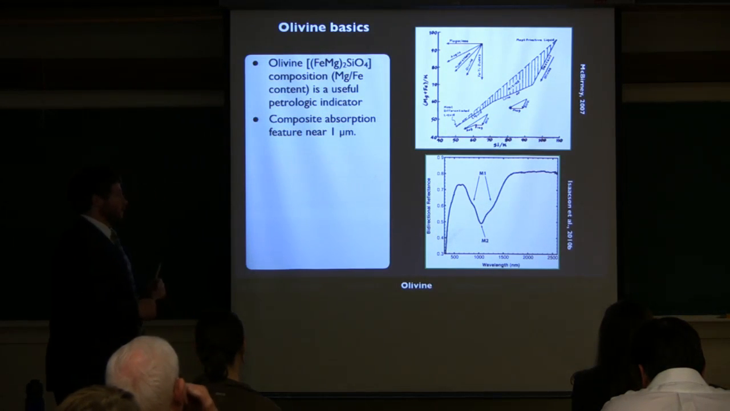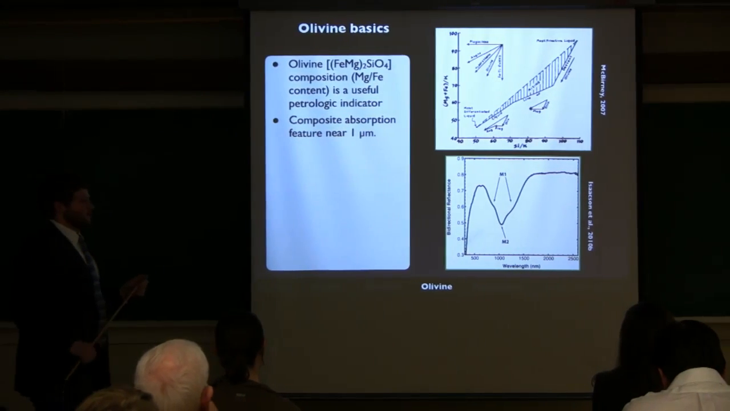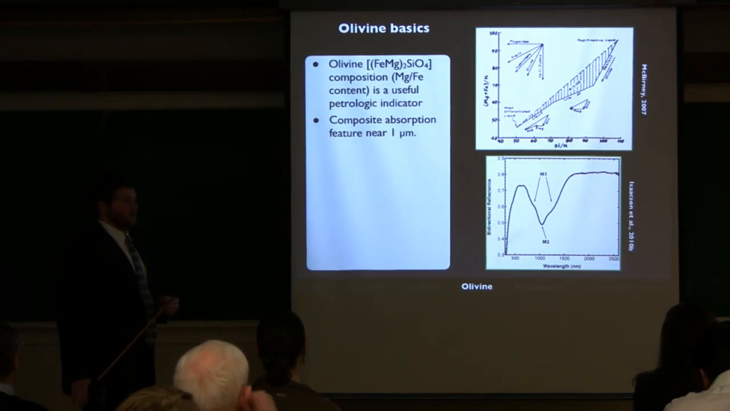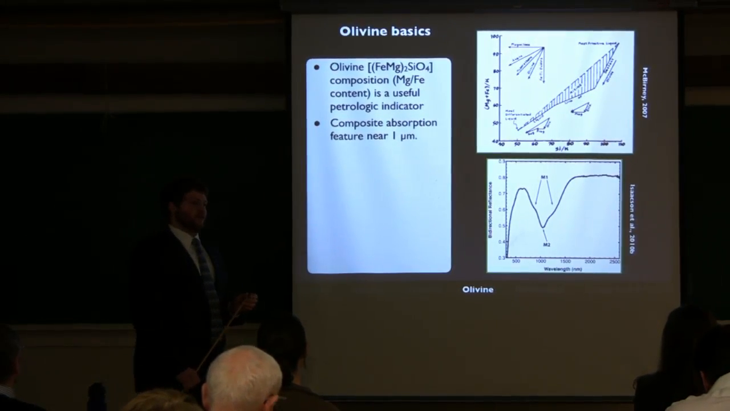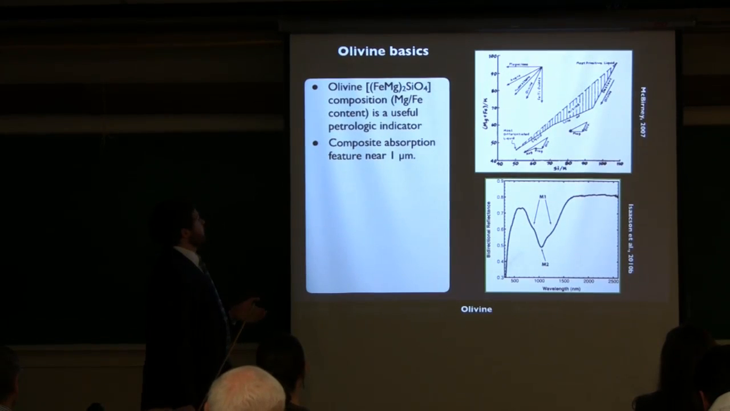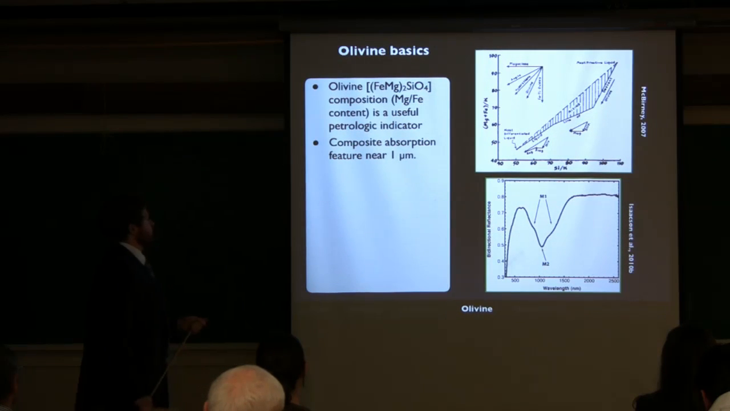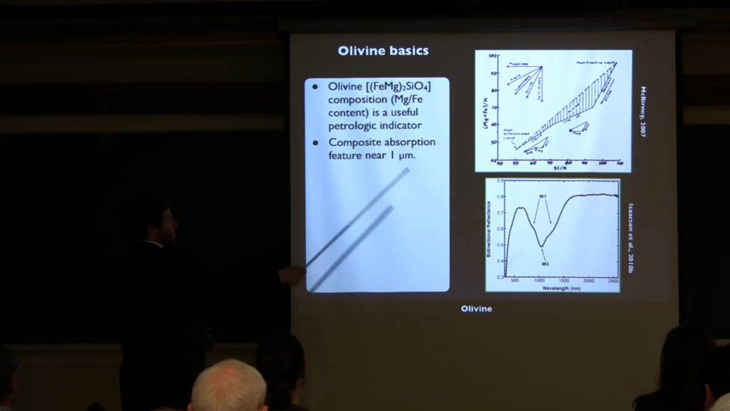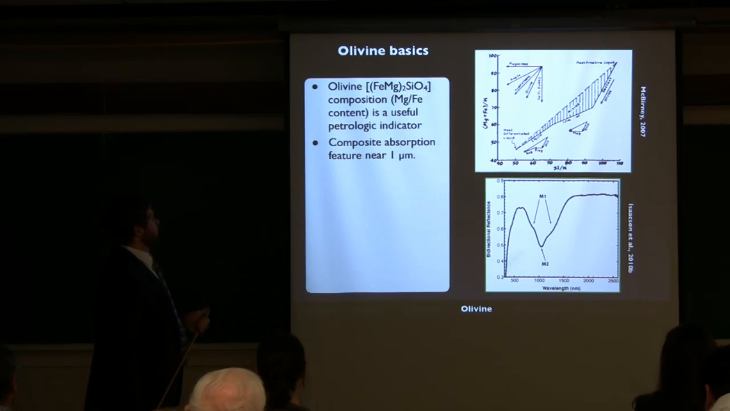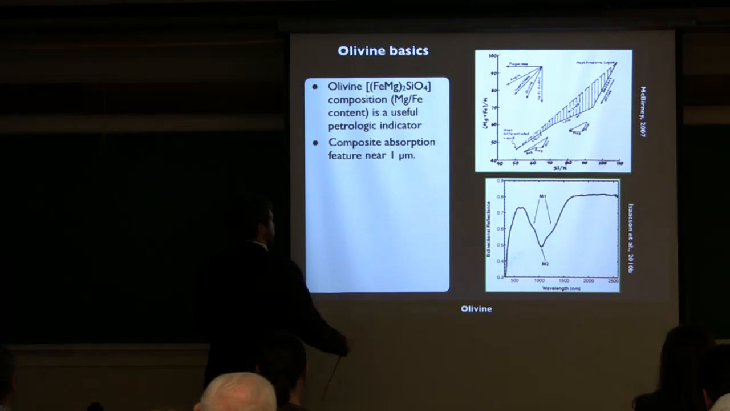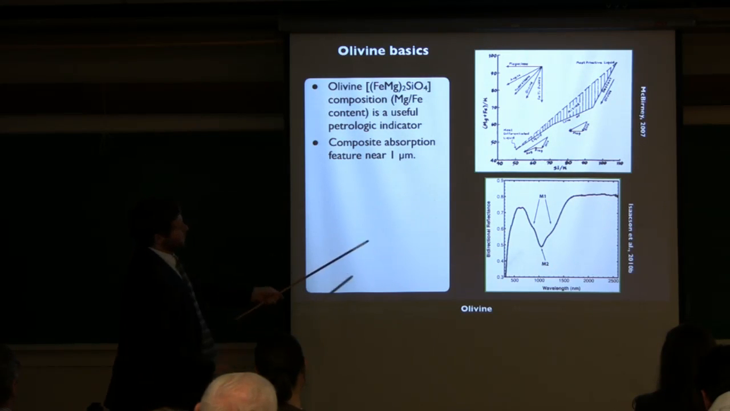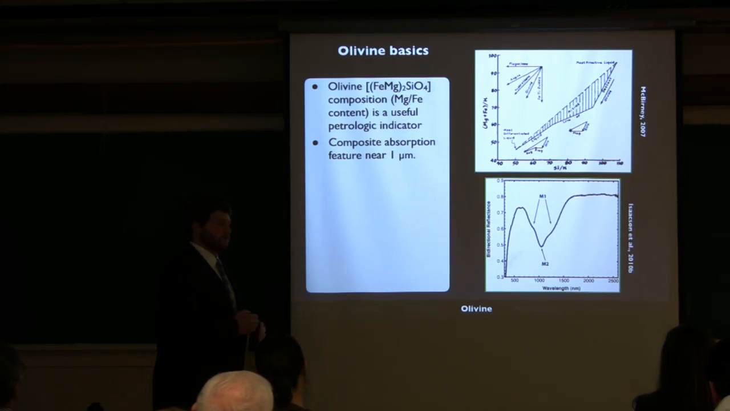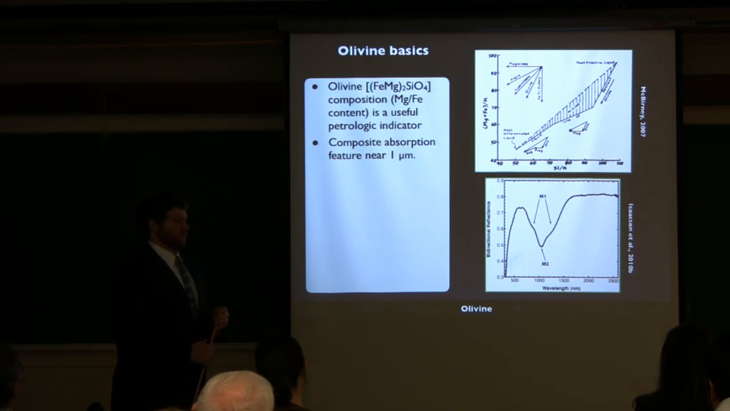So now I'm going to move on and talk about olivine. I spent a fair amount of my time focusing on olivine and the peculiarities of lunar olivine in particular. Olivine is a very useful petrologic indicator. I'm not going to dwell on that. I'm just showing you one example up here of olivine control on liquid composition through its evolution. On the bottom here is the typical reflectance spectrum of olivine.